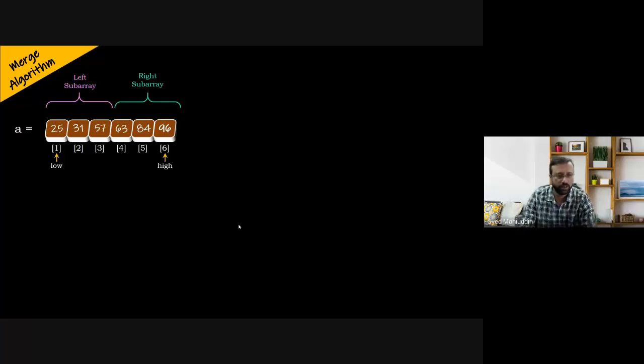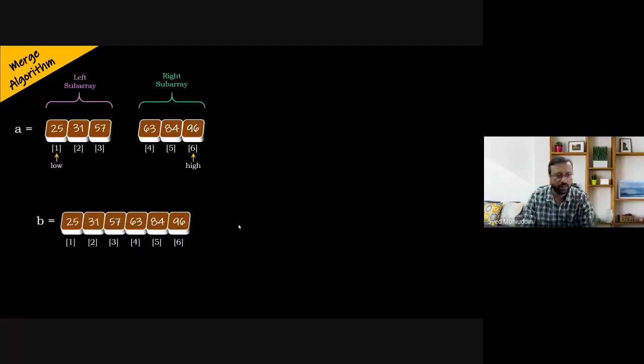Now just before we look at the merge sort part, let me clarify one more point here. That is the array B. What should be the size of array B? The size of array B should be equal to the size of the left subarray as well as the right subarray. Left and right subarray is nothing but starting from low index to high index. So the size of the temporary array B should be till the high index.